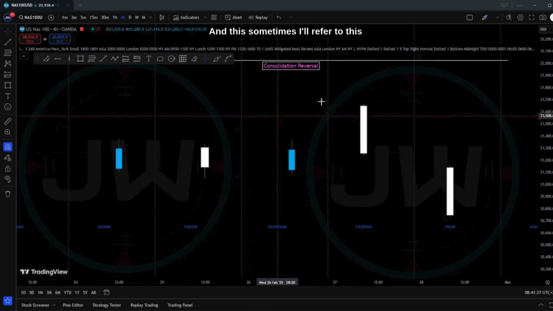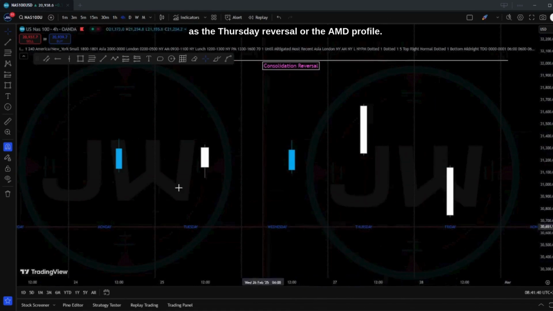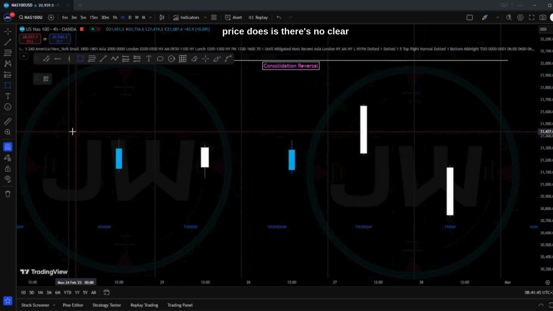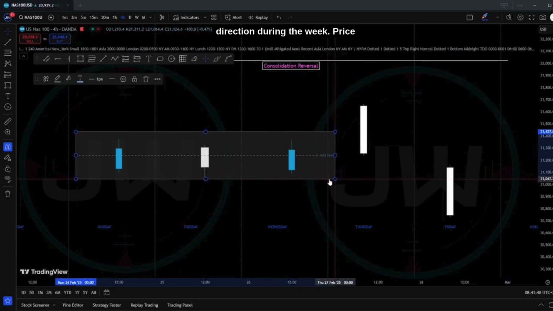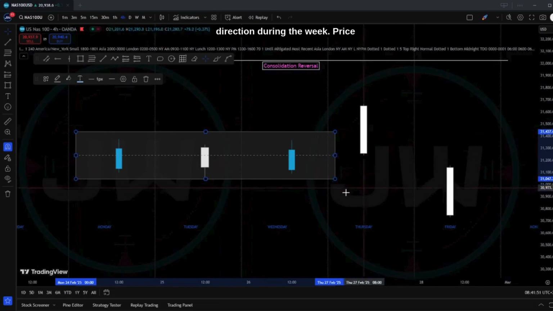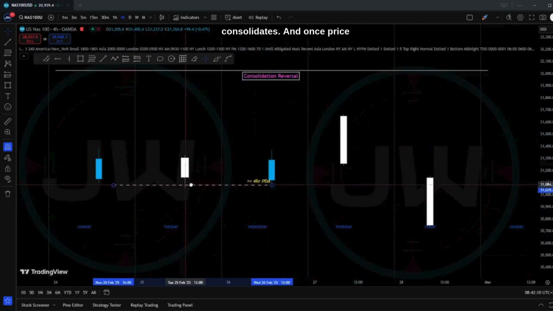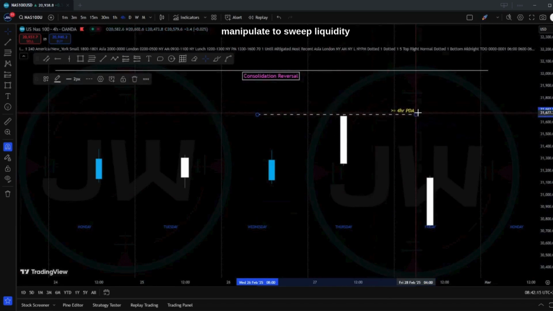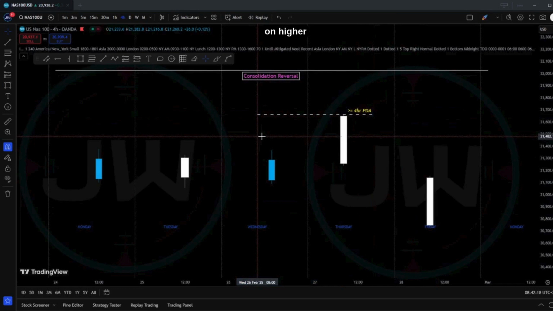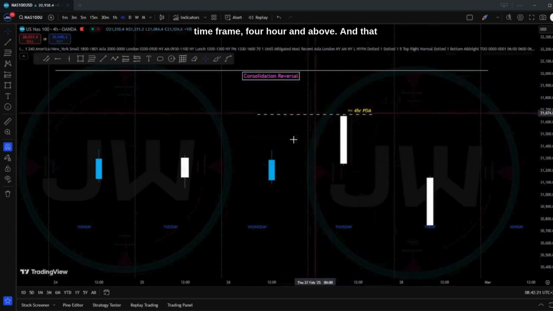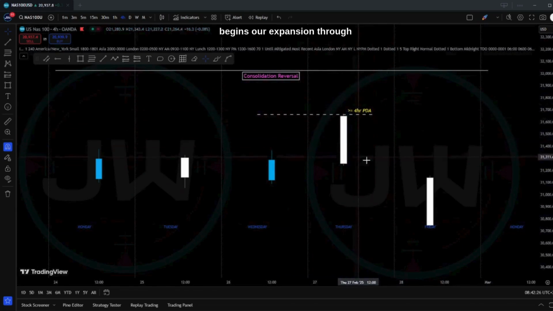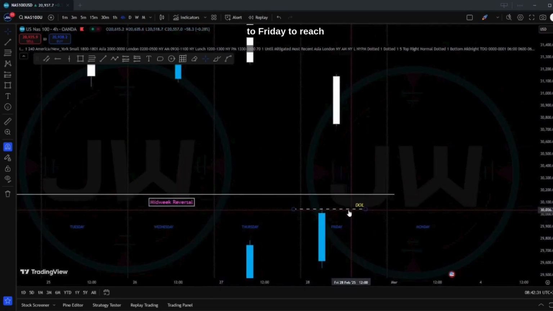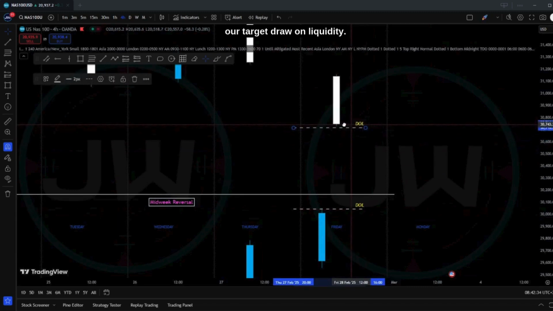Sometimes I'll refer to this as the Thursday reversal or the AMD profile. But it's essentially that. What price does is there's no clear direction during the week. Price consolidates. And once price breaks out of that accumulation, we manipulate to sweep liquidity on the higher time frame, 4 hour and above. And that begins our expansion through to Friday to reach our target draw on liquidity.